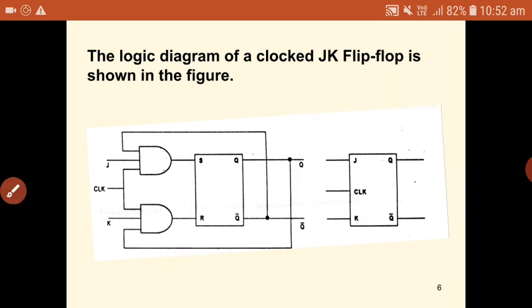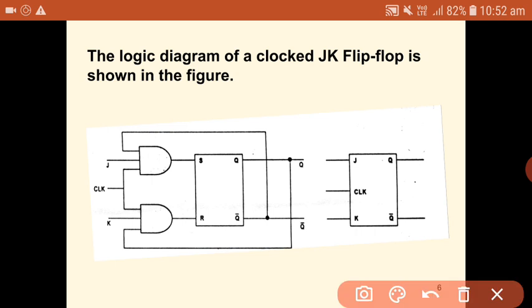Next we will observe the third combination, that is J is equal to 1 and K is equal to 0. Whenever J is equal to 1 and K is equal to 0, let us say this is the first AND gate and this is the second AND gate. The output of the second AND gate will be equal to 0 because one of the inputs is 0. And if you observe the output of the first AND gate, J is equal to 1 and clock is equal to 1. And what is the other input to the first AND gate? It is Q bar. Let us say Q bar is equal to 0 initially.